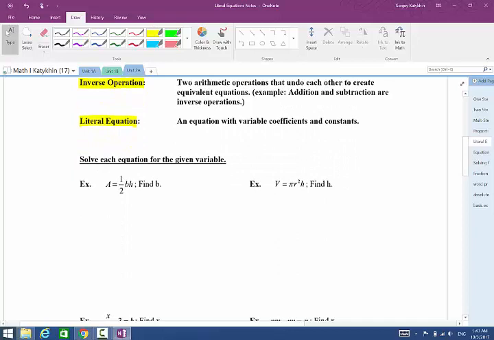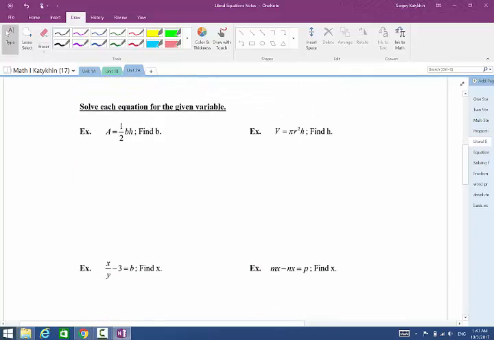So let's go ahead and look at our examples and what we're going to do today. It says solve each equation for a given variable. Now, in our one-step, two-step equations, we only had one variable where we had to solve and figure out what the value of that variable is. Today, we're going to have multiple variables, and we're going to be given a specific variable that we have to get by itself. So starting our first problem, it says A is equal to 1/2 base times the height.